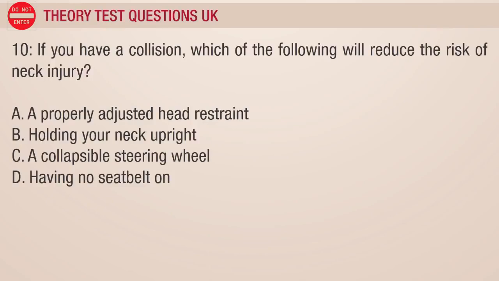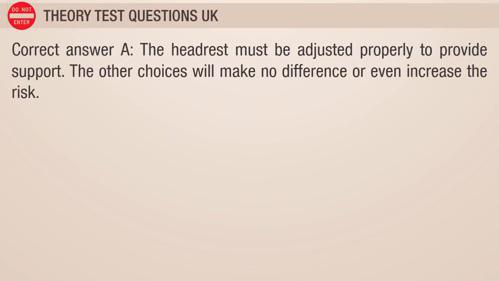Question 10. If you have a collision, which of the following will reduce the risk of neck injury? A. A properly adjusted head restraint. B. Holding your neck upright. C. A collapsible steering wheel. D. Having no seatbelt on. Correct answer A. The headrest must be adjusted properly to provide support. The other choices will make no difference or even increase the risk.